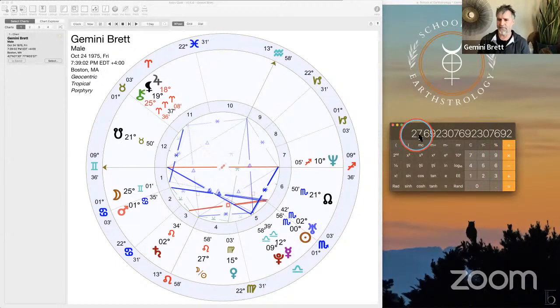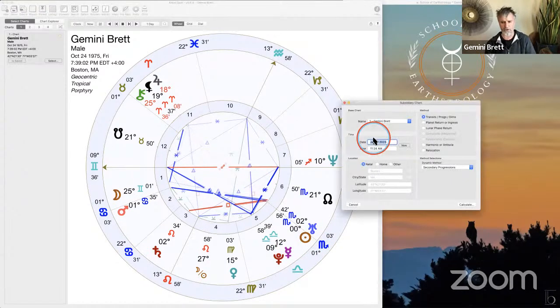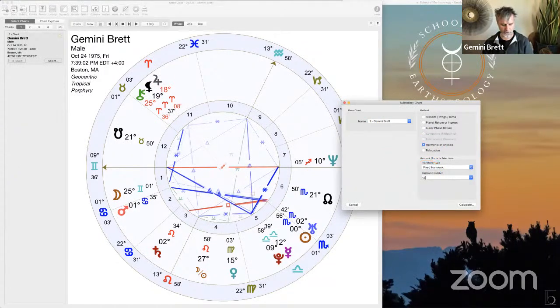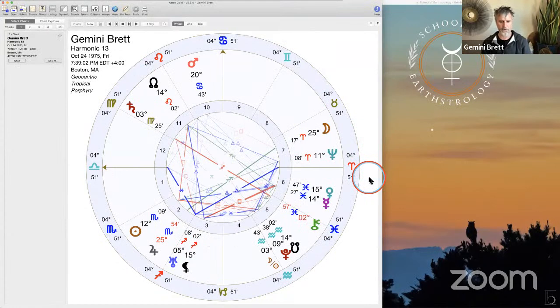We get 27.69. Okay, and I'm looking here at 27.6, so it's really close to that. Now, what a harmonic chart is really is a tale for another time, like a deep dive. All right, but let me just show you that if I cast a 13th harmonic of my nativity, we're going to find Mercury and Venus conjoined. Now, they're a degree away. They're a degree and a third away, right? A degree and 20 arc minutes is 1.33 degrees.